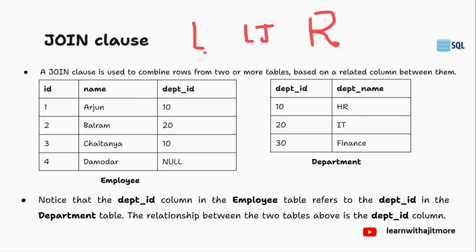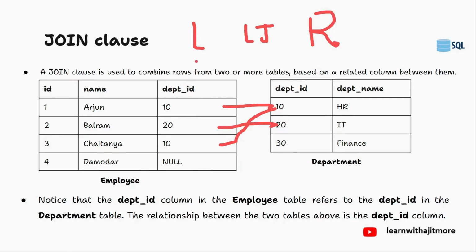Okay. So what is going to come? All the records of left are sure going to come. But from right, which records will come? Those which are having common column value same. So 1 Arjun 10, 10 HR will come. 2 Balram 20, 20 IT will come. 3 Chaitanya 10, 10 HR will come. But 4 Damodar null is also going to come.